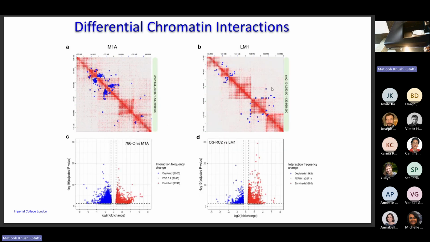You can then compute the differential interactions between the metastatic and the parental. So depleted interactions are in blue, and the enriched interactions are in red. And so I'm showing you a single chromosome here. So this is one region of the chromosome interacting with the same. So if you number your chromosome from 0 to whatever number, each red dot is an interaction between two regions.